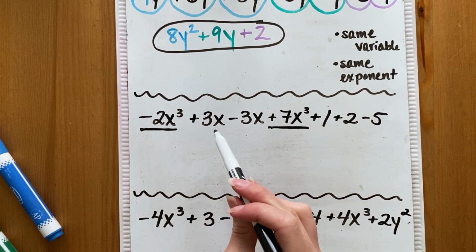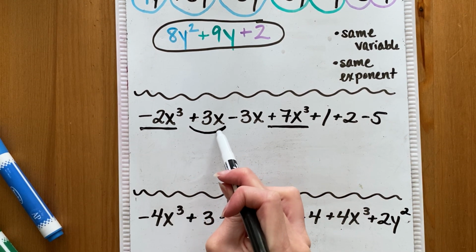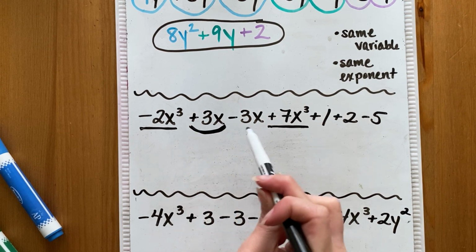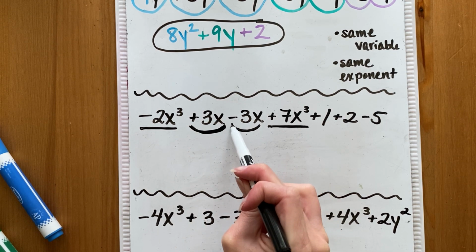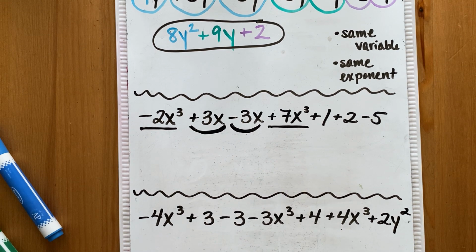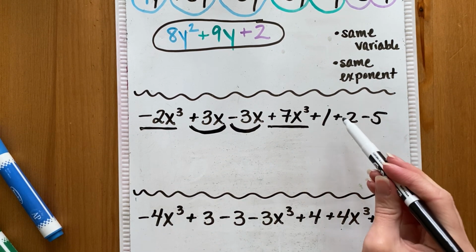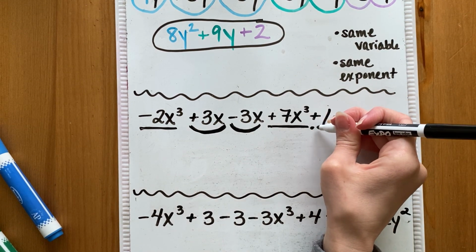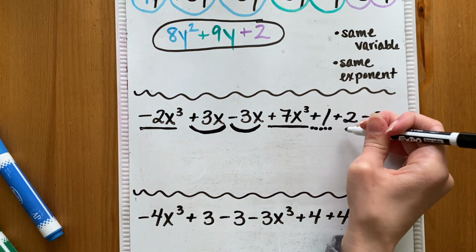So it looks like I have x's. I'm going to use arcs under this one. Okay, looks like these are the two terms that will go together in that pair. And then I have these 3 plain numbers in the back, which are also going to go together. So I'm going to use dotted lines for that.